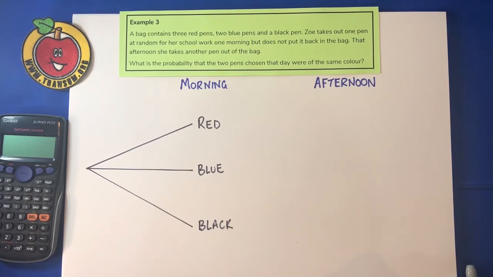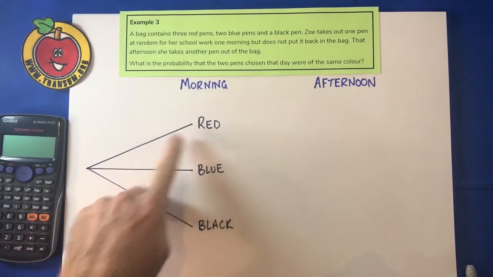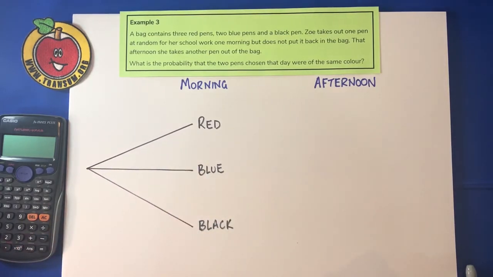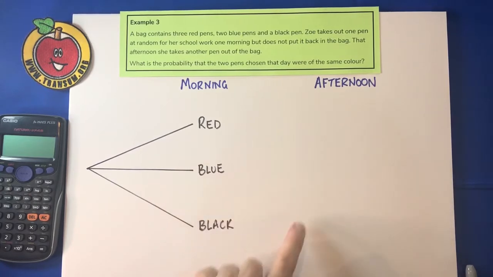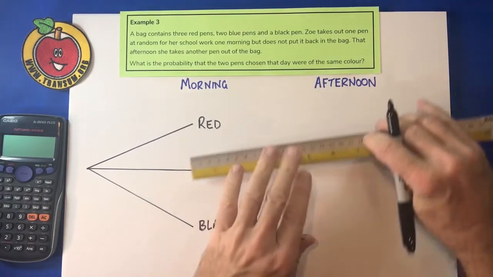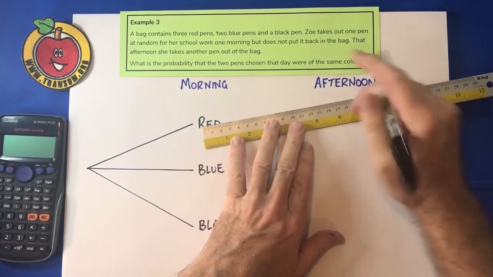Now, this time there are three possibilities in the morning. She could either pick a red, a blue, or a black pen in the morning for her schoolwork. So I've shown this as a tree diagram with three branches. And now, after each of these particular choices, we need to show what could have happened in the afternoon. So, let's see.